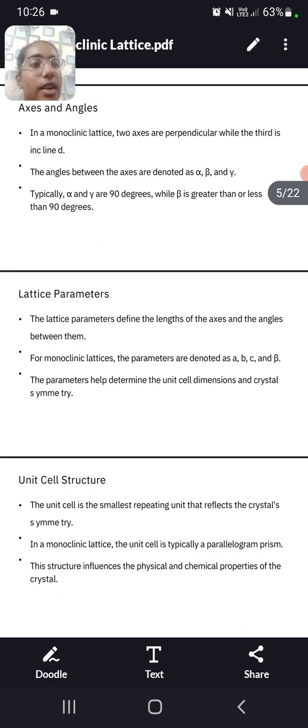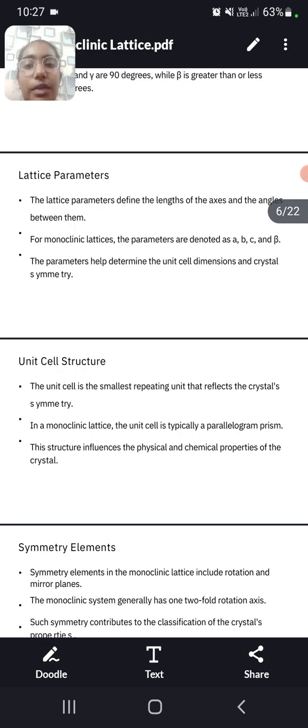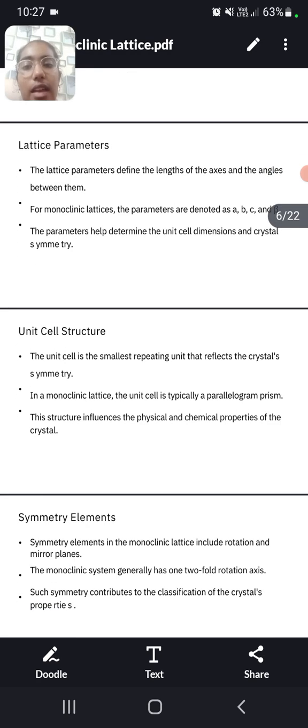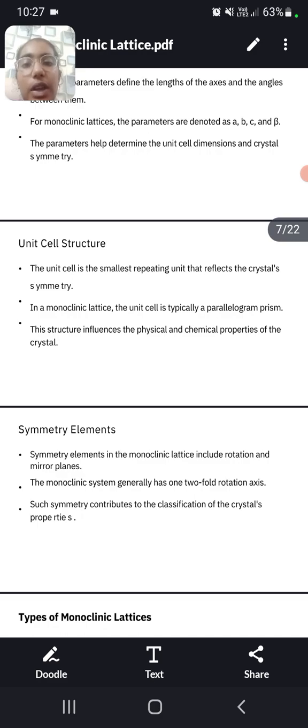Let's learn more about characteristics of monoclinic lattice. Unit cell parameters are lengths and angles. The 3 edges of the unit cell are unequal in length. Lattice parameters. The lattice parameters define the length of the axis and the angles between them. For monoclinic lattices, the parameters are denoted as a, b, c, and beta. The parameters help determine the unit cell dimensions and crystal symmetry.